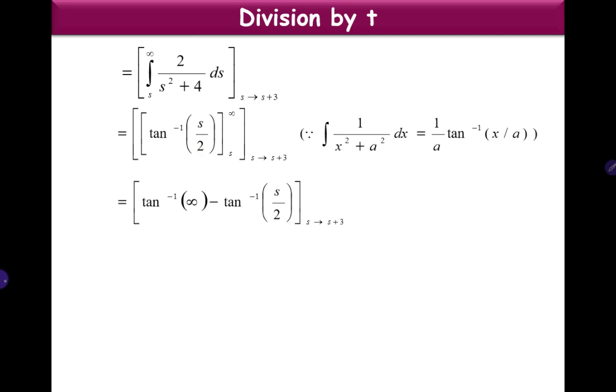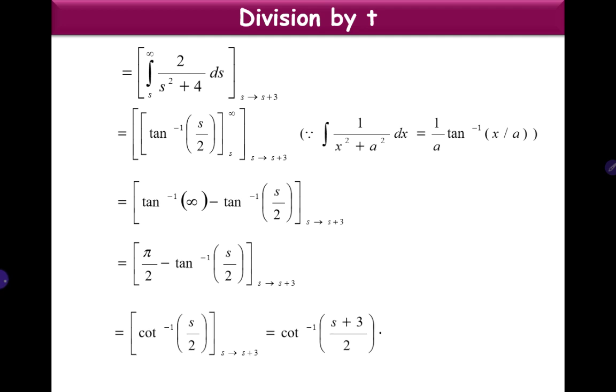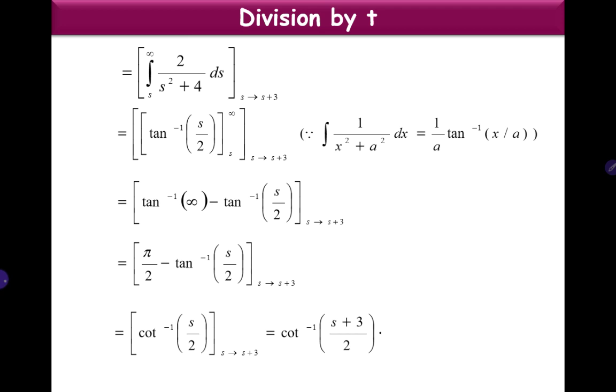Now we apply the limits. Upper limit minus lower limit, that is tan inverse infinity minus tan inverse of s by 2, where s should be replaced with s plus 3. Tan inverse infinity is pi by 2 minus tan inverse s by 2, and pi by 2 minus tan inverse s by 2 is cot inverse s by 2, and if we replace s with s plus 3, we get cot inverse of (s plus 3) by 2. Therefore, the Laplace transform of e power minus 3t into sin 2t by t is cot inverse of (s plus 3) by 2. So we apply two properties here.